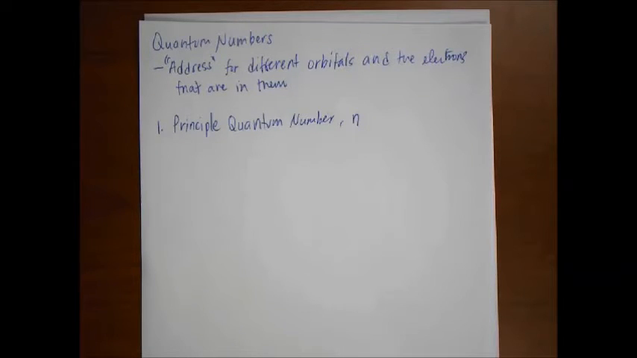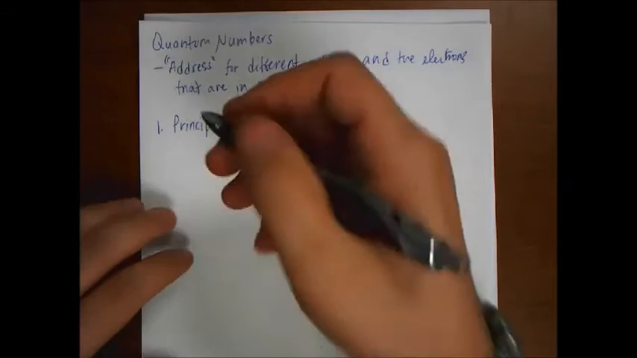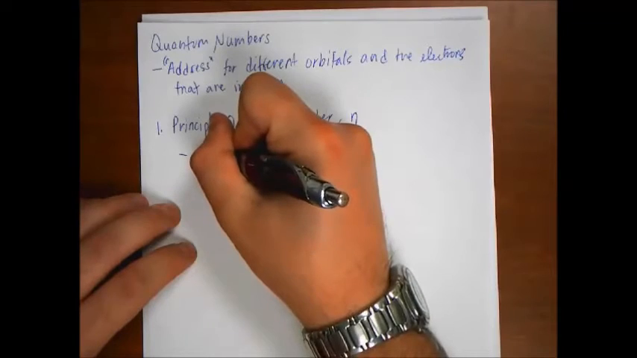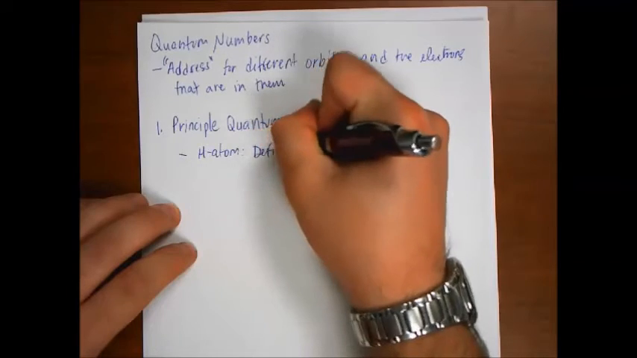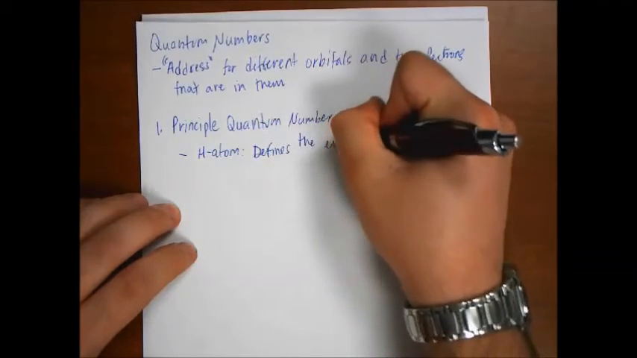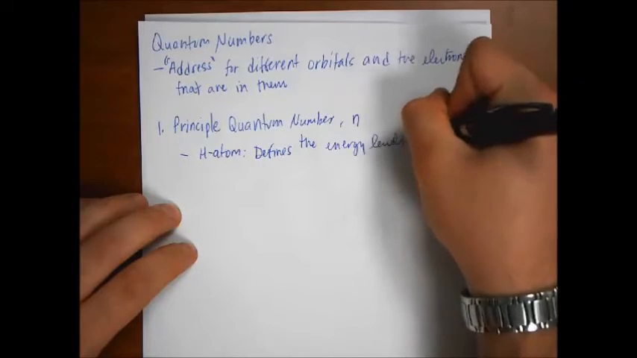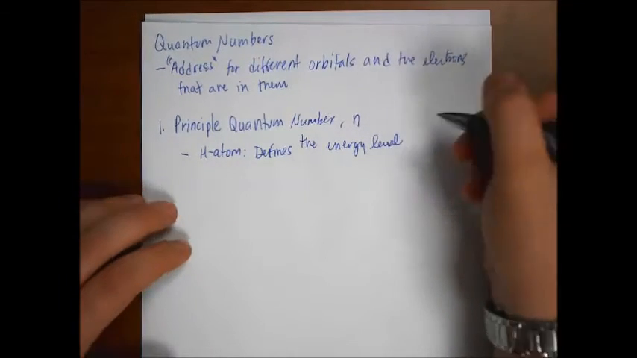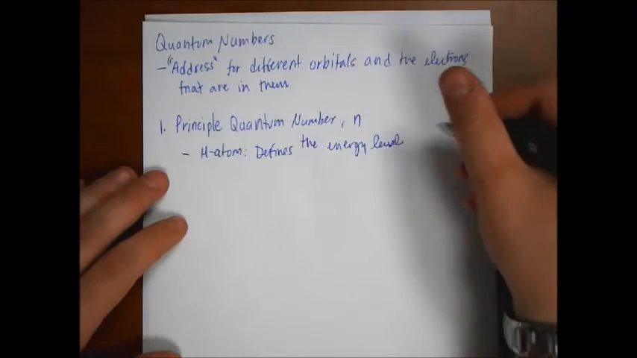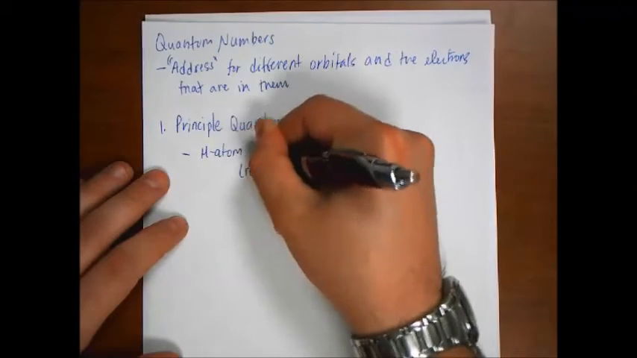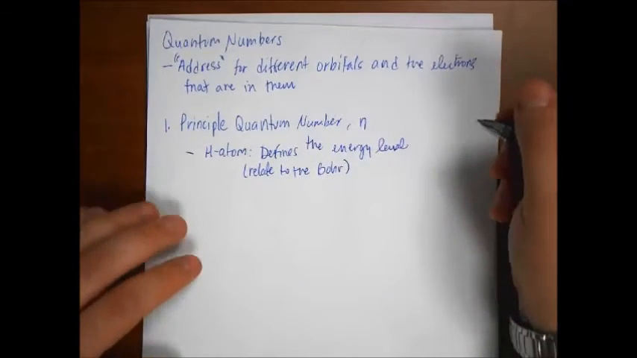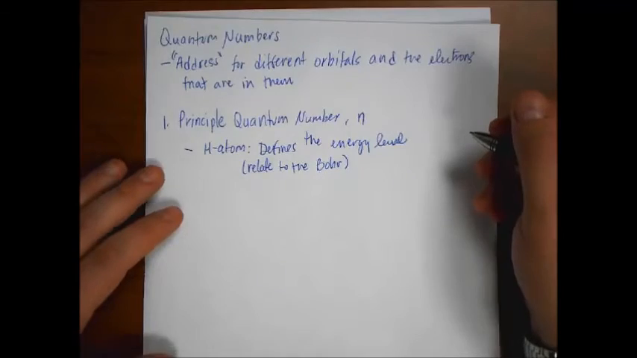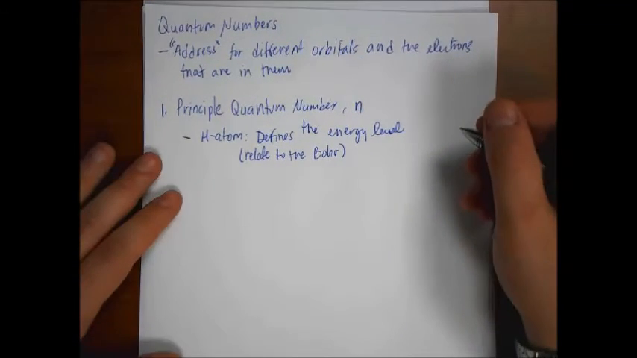Now, when we talk about state in the address analogy, we're talking about geographic location. But in this case, when we talk about the principal quantum number, in terms of the H atom, it defines the energy level. So we're not talking about where it is geographically, we're talking about where it is in terms of energy. Again, this relates to the Bohr model. The n here is almost the same as the one in the Bohr model. It basically says that if you're in this n quantum state, then you're going to have a certain energy.